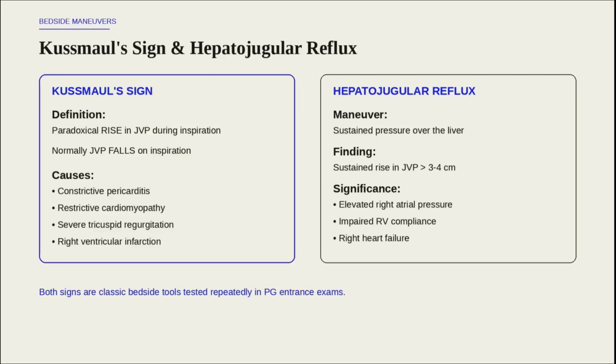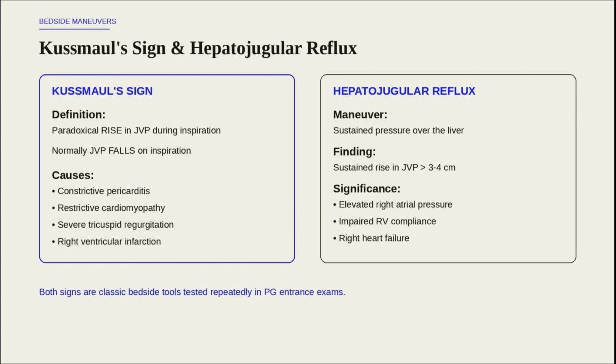Normally, JVP falls on inspiration as intrathoracic pressure drops, but in constrictive pericarditis, restrictive cardiomyopathy, severe tricuspid regurgitation, and right ventricular infarction, the JVP rises instead. Second, the hepatojugular reflux. Applying sustained pressure over the liver produces a sustained rise in JVP. This confirms elevated right atrial pressure and impaired right ventricular compliance. Both signs are high-yield clinical pearls.